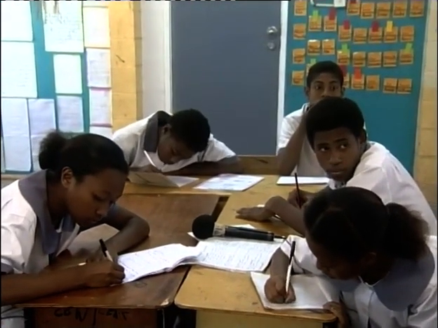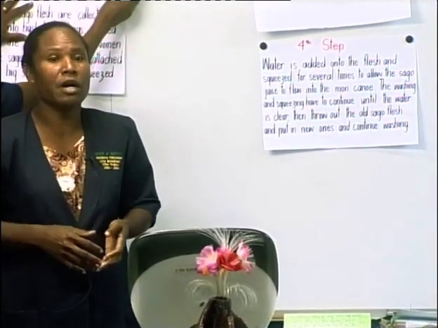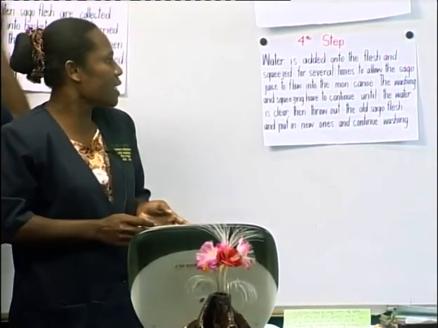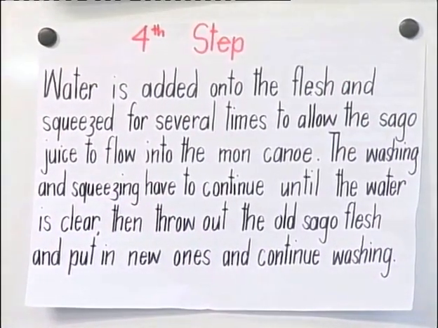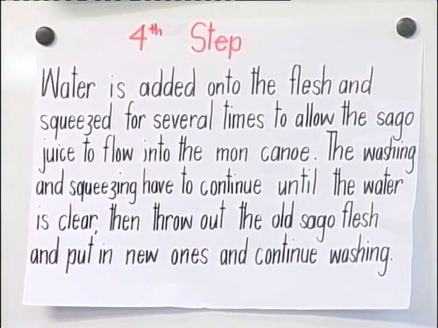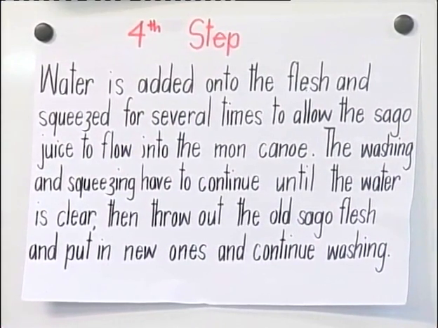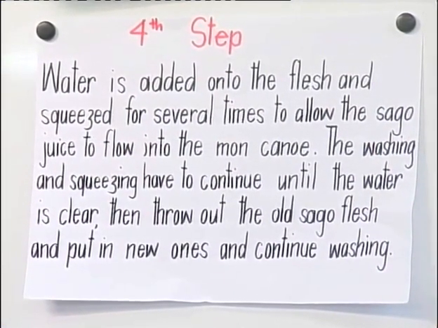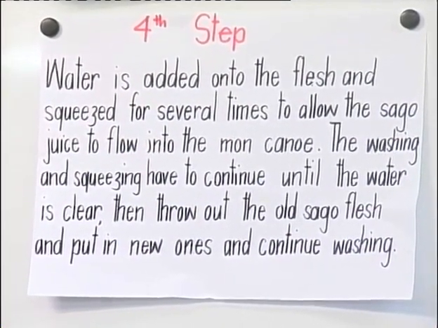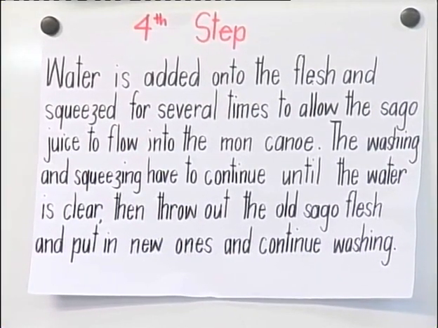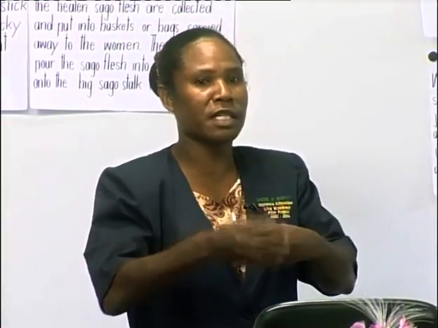After the women have squeezed the sago flesh into bits and pieces, it is ready to be washed. Water is added into the squeezed flesh several times to allow the sago juice to flow through the bag into the moon canoe. The washing and squeezing have to continue until the water is clear from the sago flesh, to see that the juice has been finished, before it is thrown away. And then the new sago flesh is put into the bag for the processing to continue.